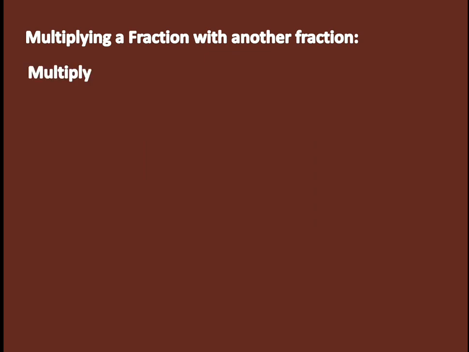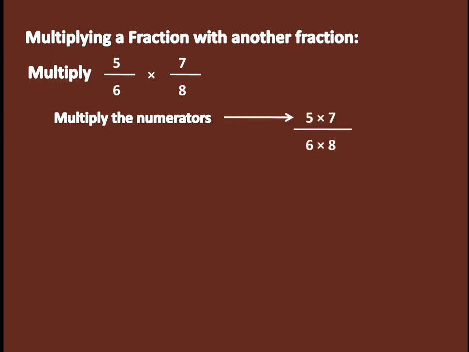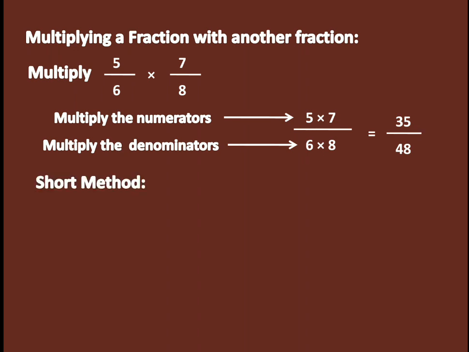Now next topic is multiplying a fraction with another fraction. Multiply 5 by 6 by 7 by 8. First multiply the numerator. 5 into 7 and then multiply the denominator 6 into 8 is equal to 35 by 48. Now here is the short method.